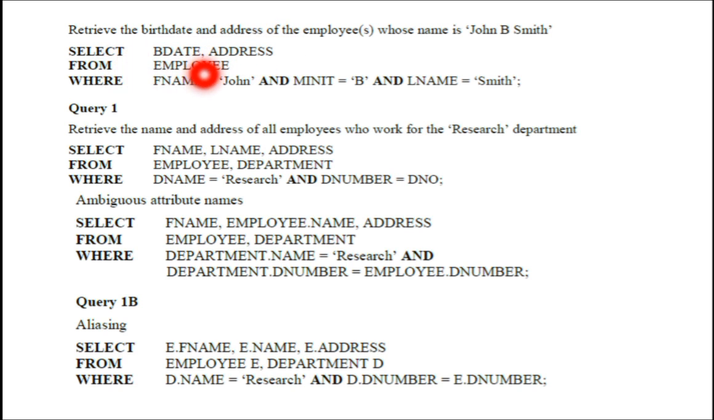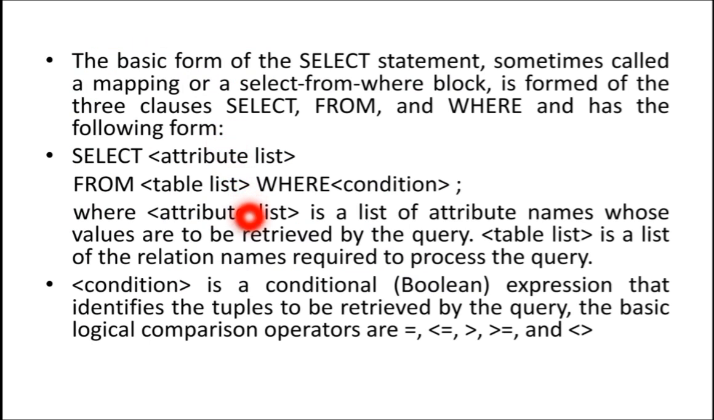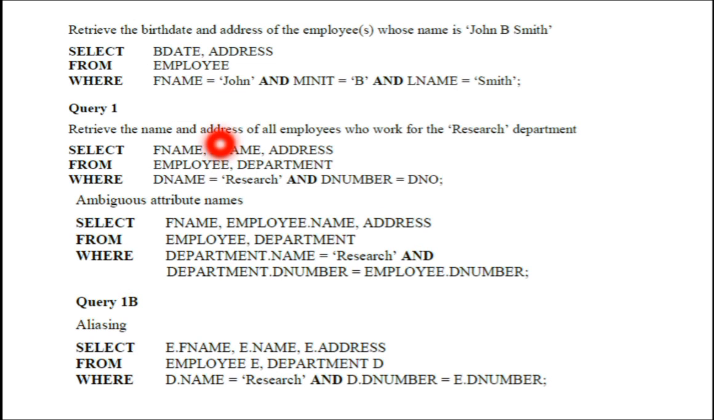From which table are you selecting? Because you know the table list, right? From which table? The employee table. And what is the condition? It is a boolean expression. Based on the condition value, you are going to select. See, what is the condition? F name is equal to John, right? And the middle name is equal to B and the last name is equal to Smith. See, if the condition is true only, it will select the particular birth date and address. If an employee with the first name John and the last name Smith is not there, the condition will be false.